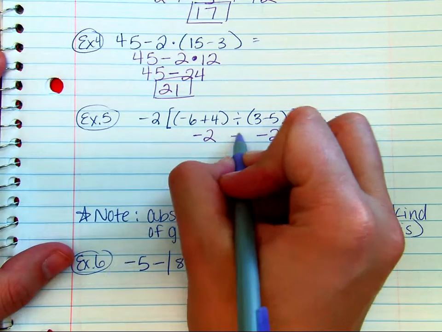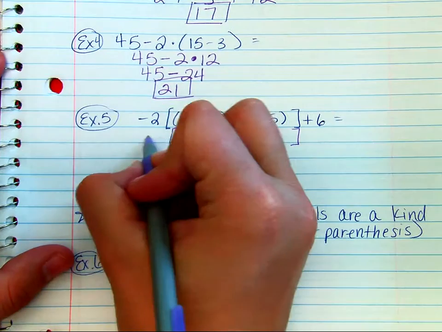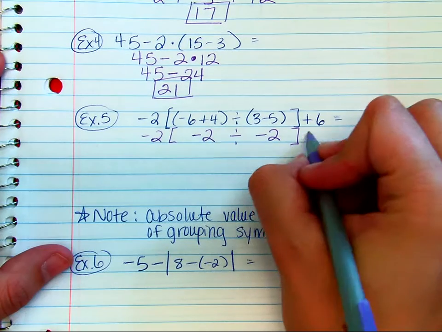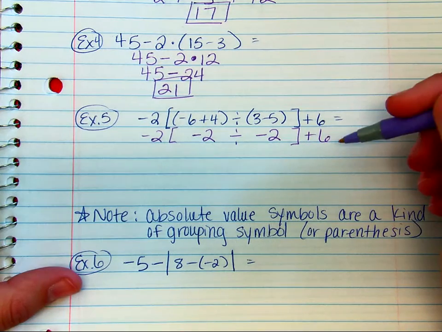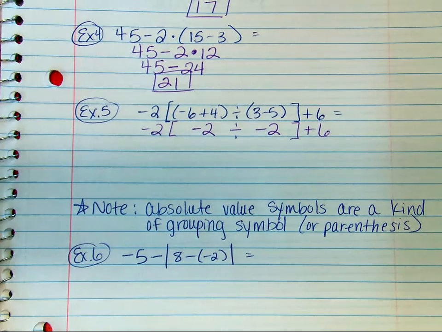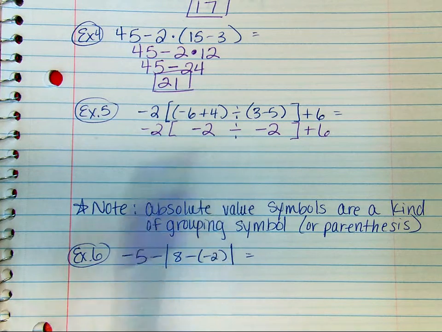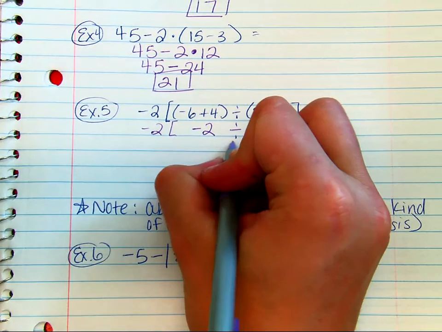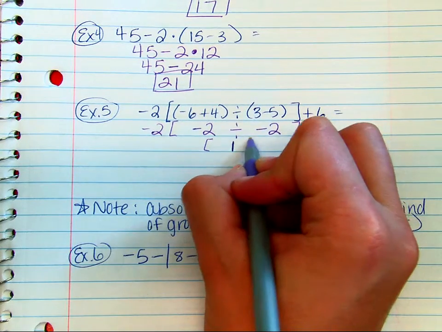So there's this division symbol. I've got my brackets around these guys. I've got this negative 2 on the outside, and I've got this plus 6. Okay, again, this is properly showing your work, so I want to see all these steps. I have more grouping symbols, so I'm going to do the negative 2 divided by negative 2 next. Anything divided by itself is just 1. Okay, so I'm just left with 1 there.